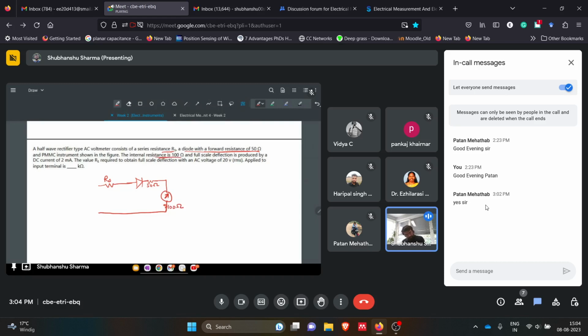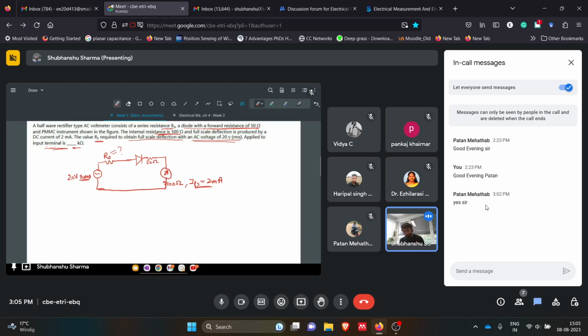Full scale deflection is produced by a DC current of 2 milliamperes, so this has an I full scale of 2 milliamperes. The value of RS is required to obtain full-scale deflection with an AC voltage of 20 volt RMS. So now they are asking for this value. What will this value be to obtain full-scale deflection with an AC voltage? They have given an AC voltage of 20 volt RMS from this side, applied to the input terminal. So what RS value will give this full-scale deflection of 2 milliampere?